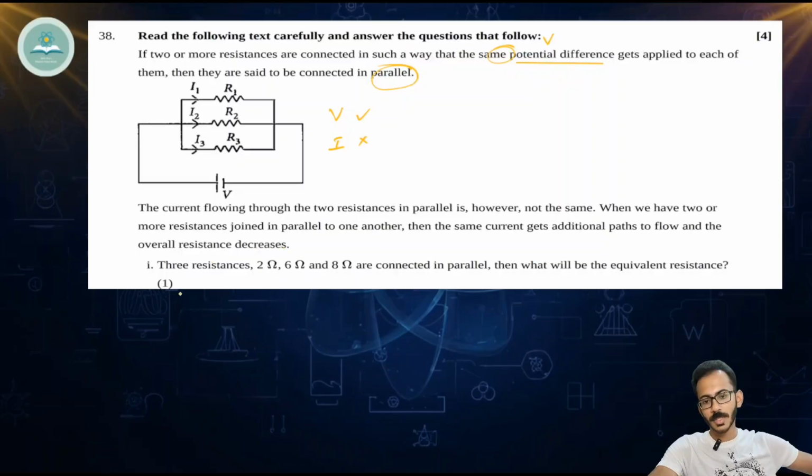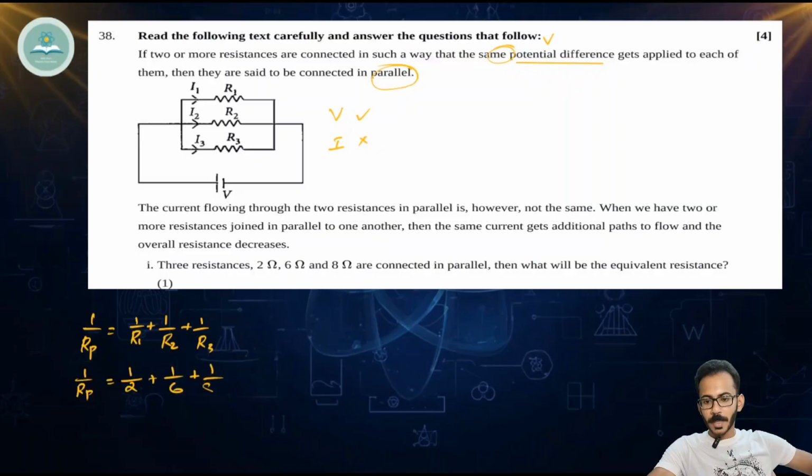We know this. First question: three resistances, 2 ohm, 6 ohm and 8 ohm are connected in parallel. Then what will be the equivalent resistance? So here in this circuit, instead of R1, R2, R3, we have 2 ohm, 6 ohm and 8 ohm which are connected in parallel. So we know 1/Rp = 1/R1 + 1/R2 + 1/R3. When we substitute, 1/Rp = 1/2 + 1/6 + 1/8.